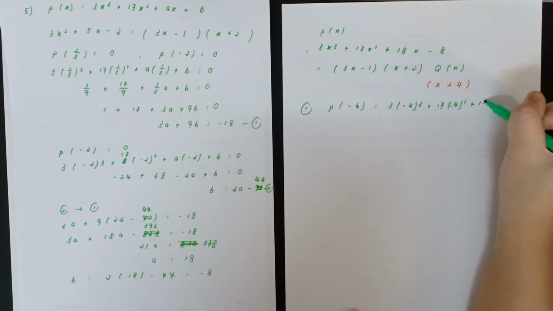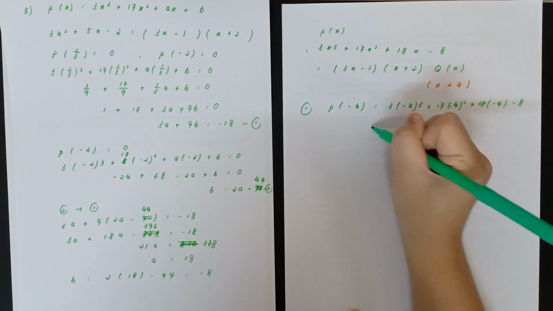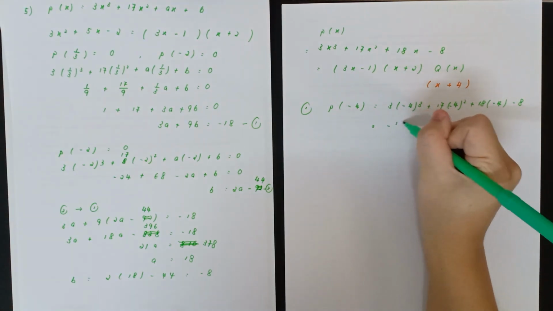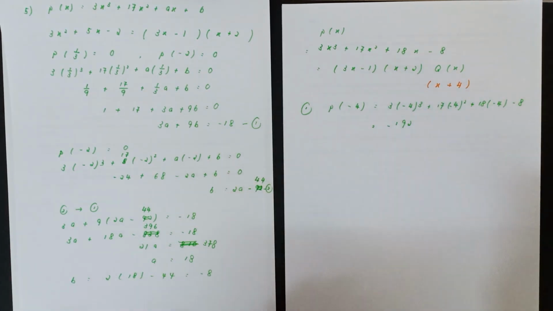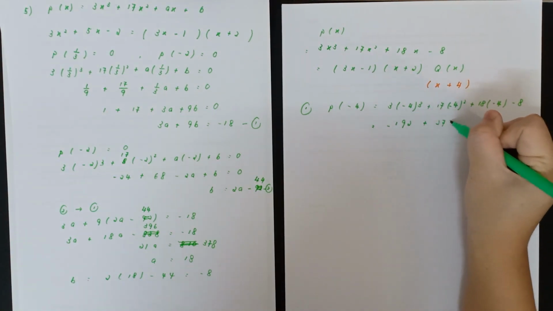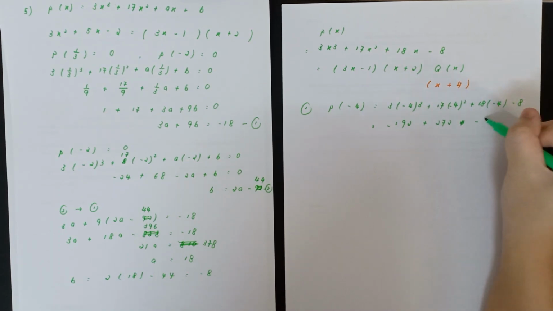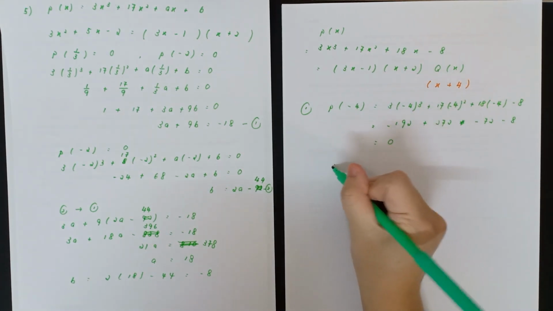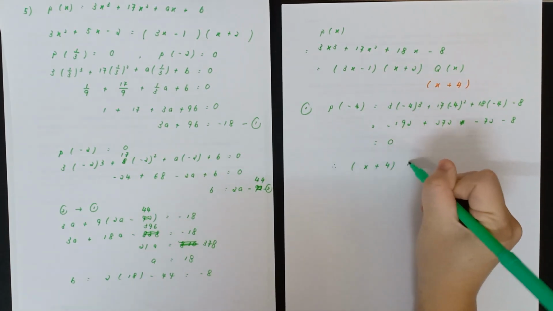3 times (-4) cubed plus 17 times (-4) squared plus 18 times (-4) minus 8. Okay, so 3, you will need to times with negative 4 cubed, and then after that times with 3. Then you get negative 192. And then plus 17 times 16, so gives you 272, minus 72, then minus 8. Okay, so use your calculator to check. Negative 192 plus 272 minus 72 and minus 8, and see whether you get 0. Yes, so it's 0. So we know that x plus 4 is a factor.